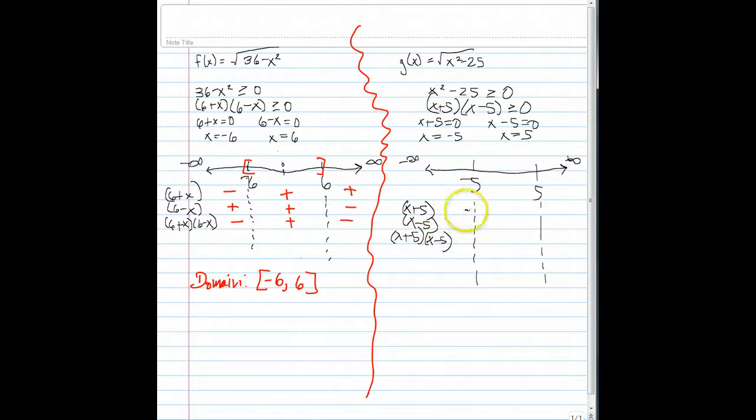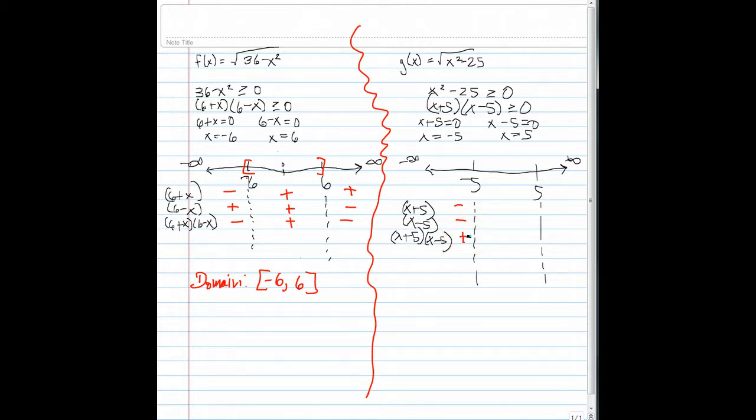So we can choose values to the left of -5. That would tell us that -10, for instance, definitely gives us a negative here and also a negative here. So a negative times a negative would be a positive.